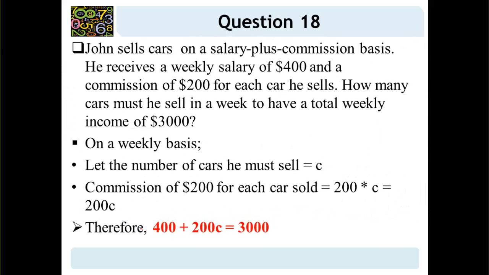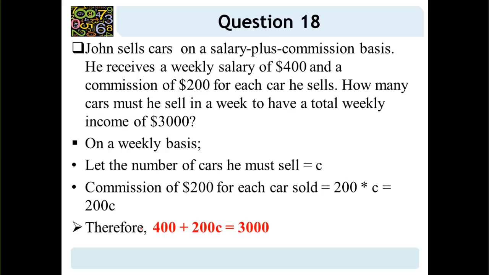Question 18. John sells cars on a salary plus commission basis. He receives a weekly salary of $400 and a commission of $200 for each car he sells. How many cars must he sell in a week to have a total weekly income of $3,000? Okay, this is on a weekly basis. He wants to make $3,000.